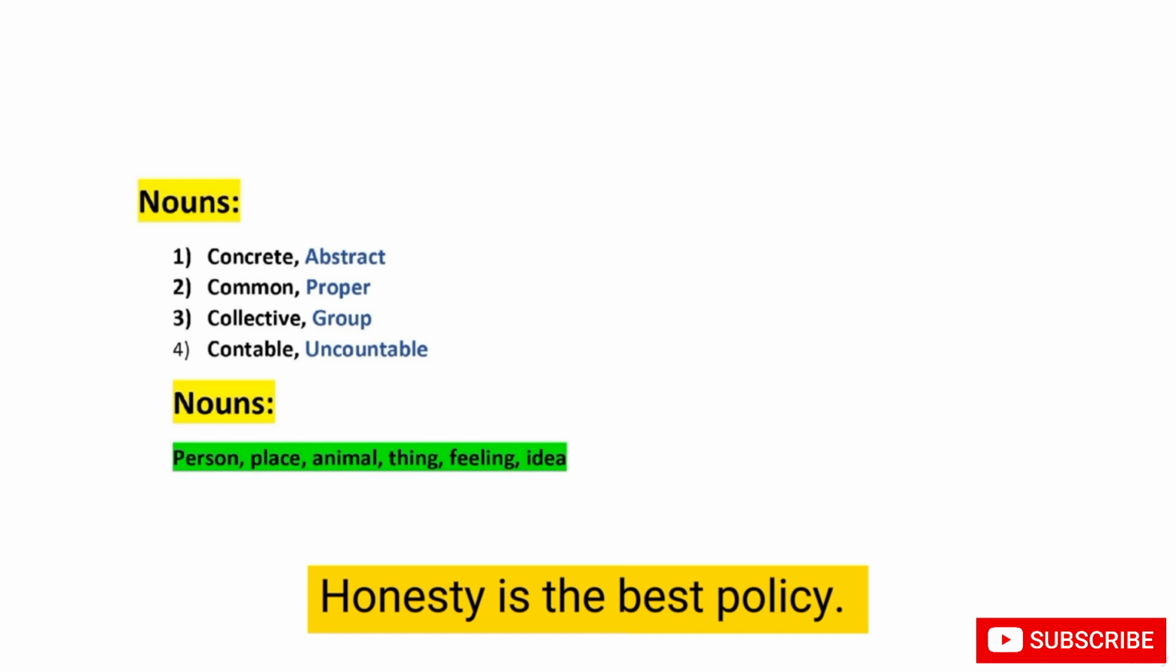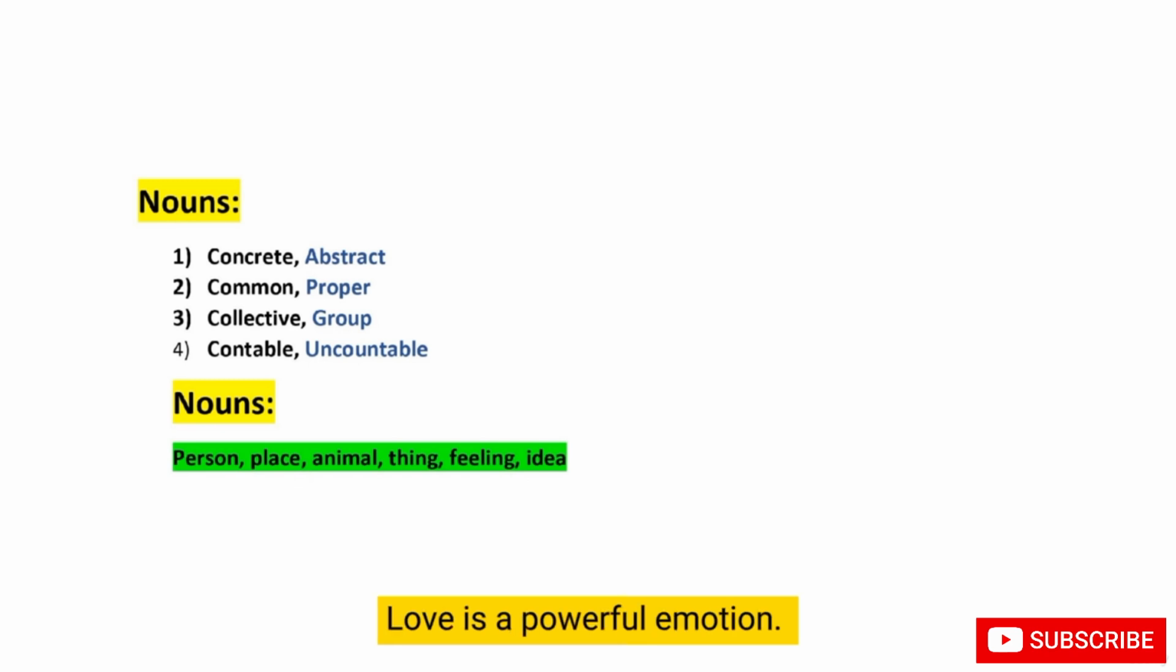In that sentence, honesty and policy are both nouns, but they are abstract nouns. And in this next example, love is a powerful emotion. Love is the name of a feeling, like anger, happiness, or sorrow, and love is a noun. Emotion is also a noun.